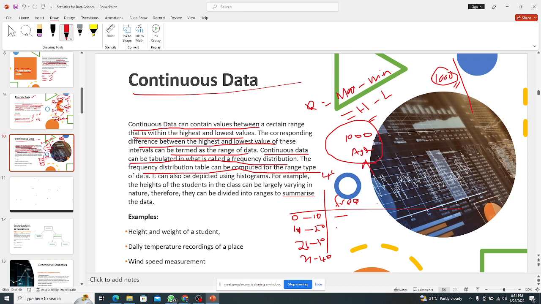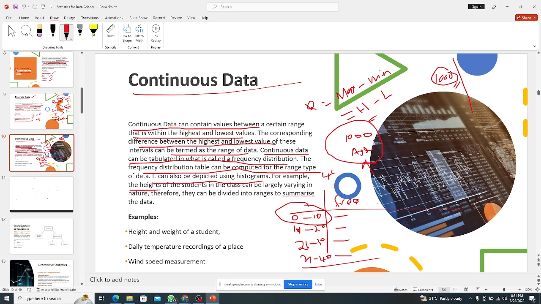Okay, so with that, you can now do the count here. Okay, and this is what we call a frequency distribution table. Okay, so you can categorize. So you can see within this we have range. Okay, we have range. Good. So we are saying that it can also be depicted using histograms.